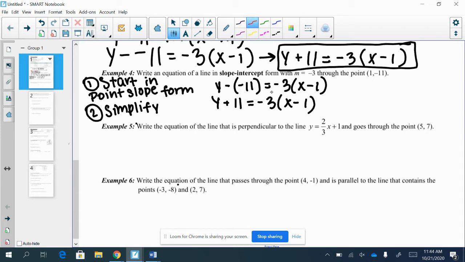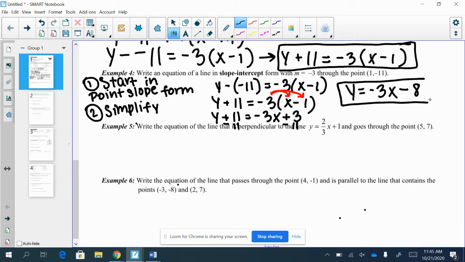Your first task when going through this is to distribute your 3 into your parentheses. So we have y plus 11 is equal to negative 3x plus 3. And then we need to subtract 11. So our final equation, y equals negative 3x, 3 minus 11 is negative 8. And that is our final answer, because that is in slope-intercept form.